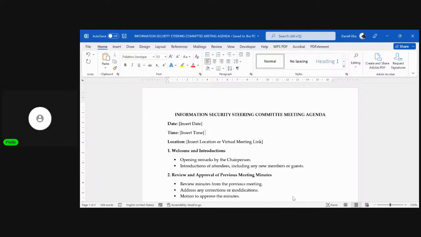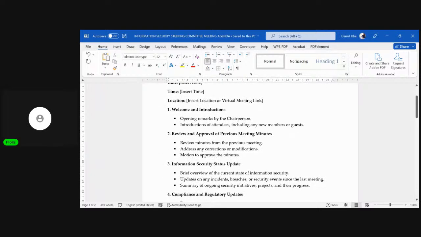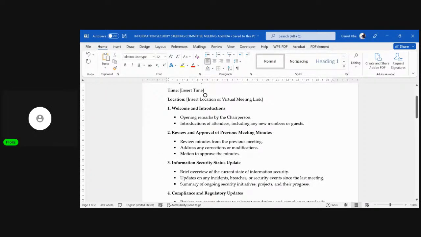So now you have your welcome and introduction, where you have your opening remarks by the chairperson, who will be the CISO, and you can have your introductions. And if new members are coming into the committee, you can introduce them at that point. Then you move on to the review and approval of previous meeting minutes, where you review the minutes, you address any correction or modification, motion you want to adopt.